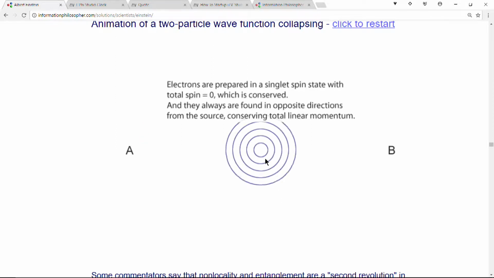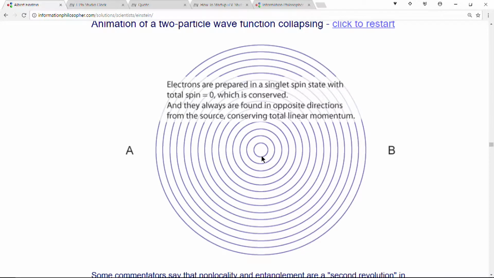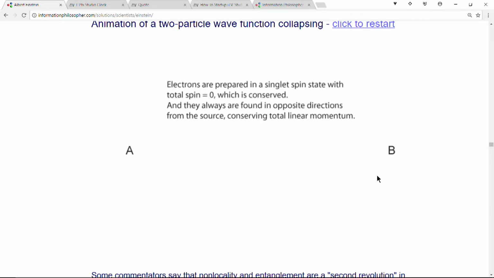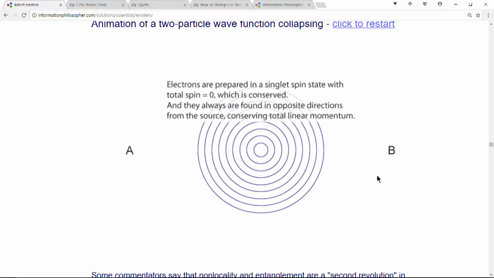The two start in the middle and radiate off in various directions. As soon as Alice measures, Bob gets the exact opposite result to preserve the total momentum. This, Einstein recognized, was what's called the conservation of angular momentum.